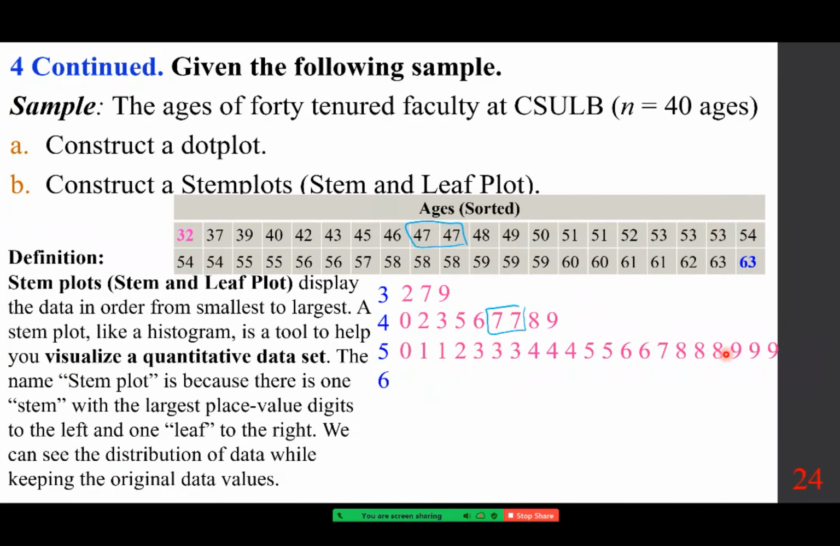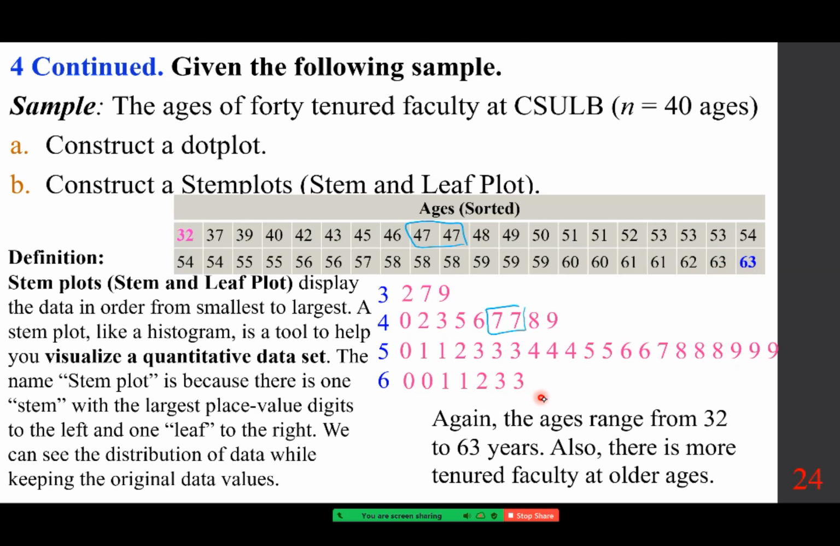You finish that, you go to number 6, and you do exactly the same. And notice we have 60, 60, so we have 0, 0. 61, 61, the same thing, 1, 1, and then 2, and then there are 2 people who are 63 years old, 3 and 3. And again, we are getting to the same result, namely the ages range from 32 to 63 years. Also, there are more tenured faculty at older ages.